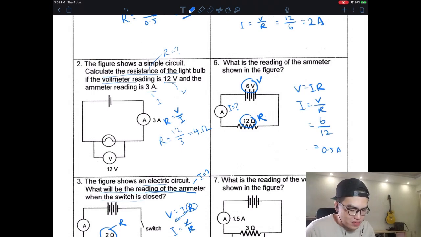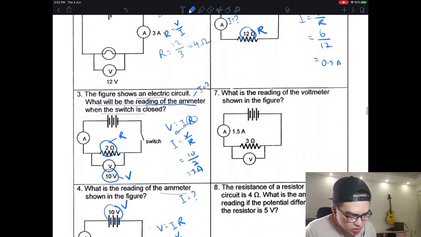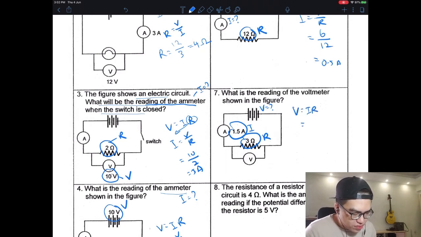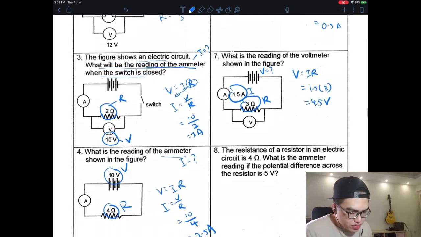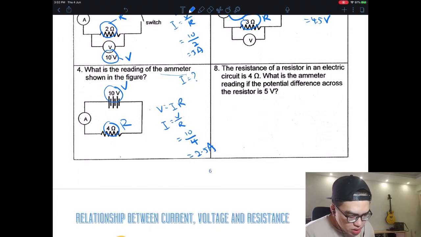So number 7, what is the reading of the voltmeter? It means what's the V? I have my I, I have my R. So V equals IR. This one you don't need to move, you just put it in. 1.5 times 3, you should get 4.5 volt. Resistance is 4, this is R.